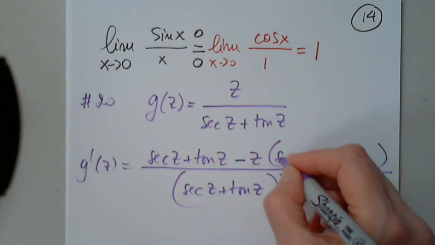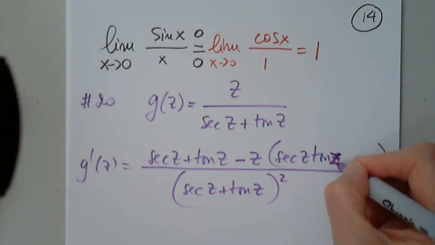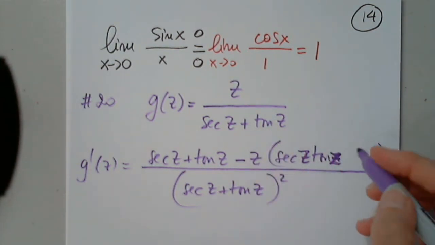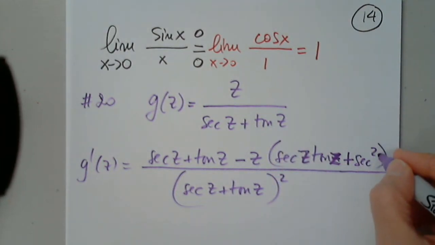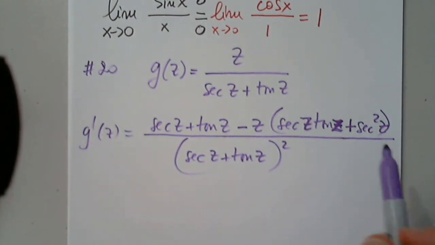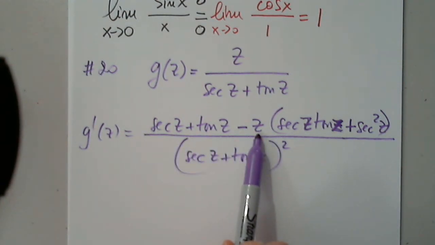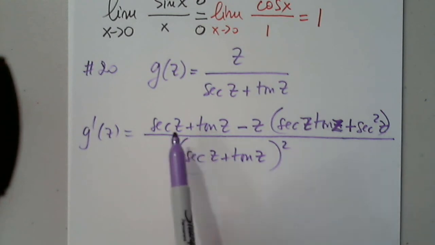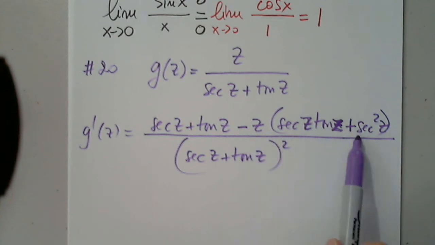Secant prime is secant tangent. Secant prime, secant tangent, of course, of z. I started putting x in there. Plus, we just showed that tangent prime is secant squared z. There is no point in doing anything else because, see, secant tangent don't have z in front. So even if I expand this, I get secant tangent minus z secant tangent minus z secant squared. And there is nothing else I can do here.